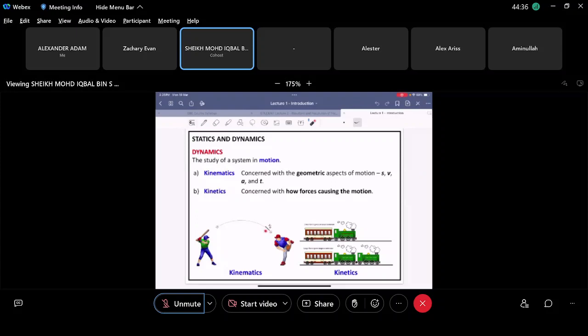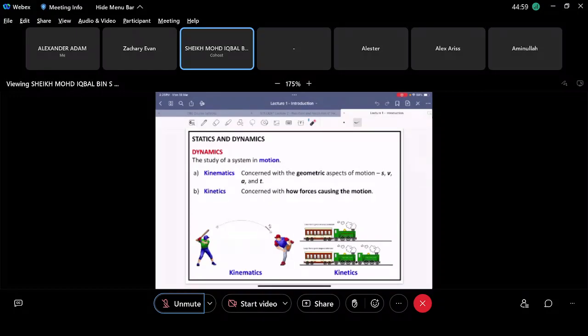For example, like the ball here, right? I want to know the velocity when time is equal to zero. So you get the velocity here. What happens when you want to know when time is equal to 2 seconds? The ball will be here. What's the velocity here, right? So that's all. We want to know the geometric aspects only, not the force, right?